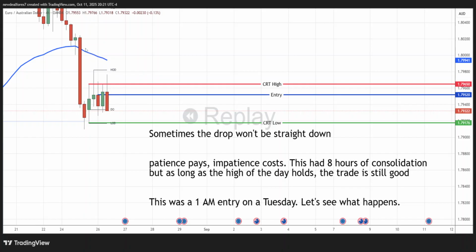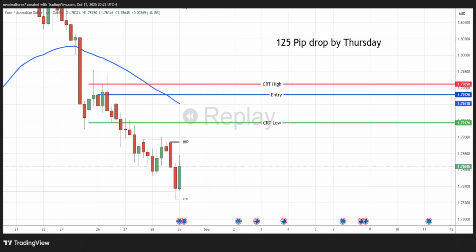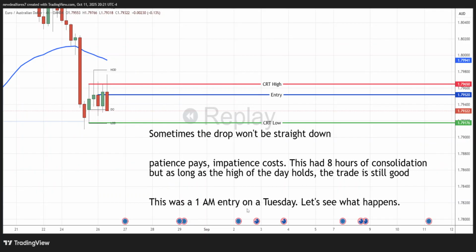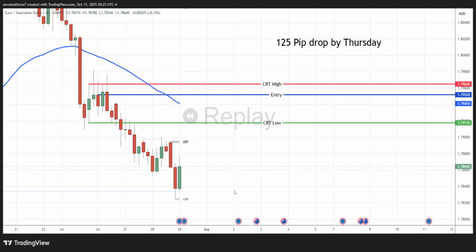We see a strong downward slope on the 50 EMA, so we know that trend is short and price is bouncing around underneath it. So this was an entry at 1 a.m. on Tuesday. Let's see what happens. I'll give you one guess. Break out of the range and 125 pip drop by Thursday. So again, from here to here, all that could have been yours had you just been patient. But again, this was Tuesday, and then Wednesday, Thursday, bang.